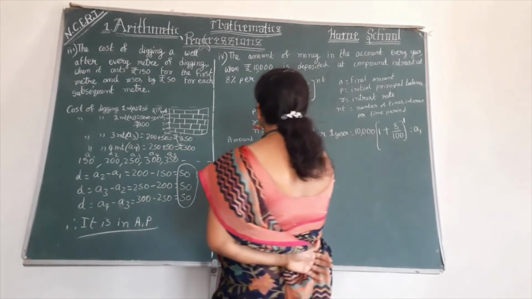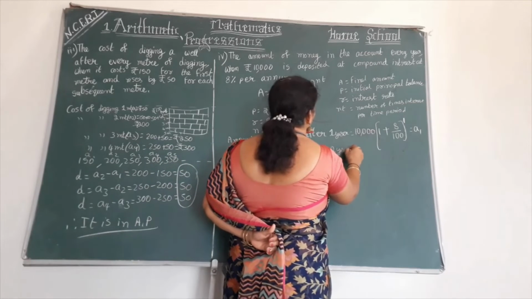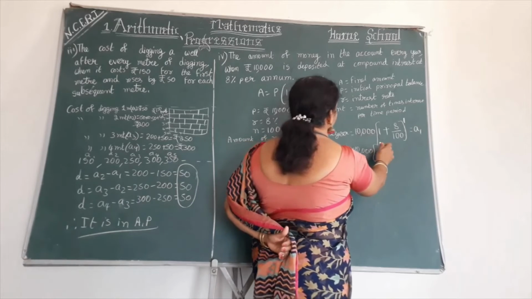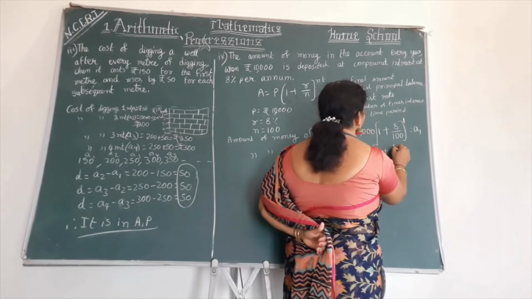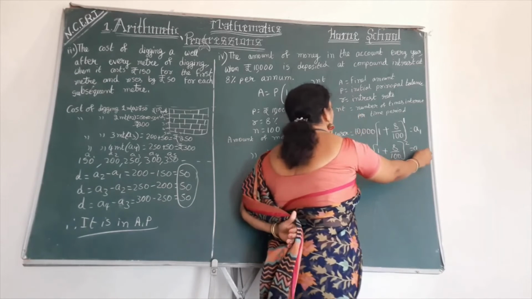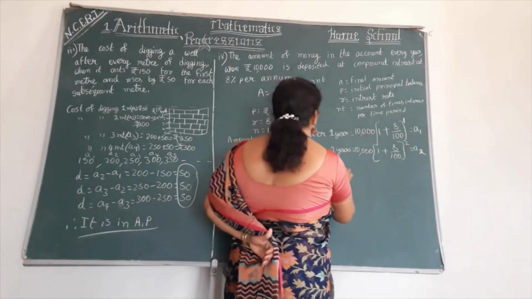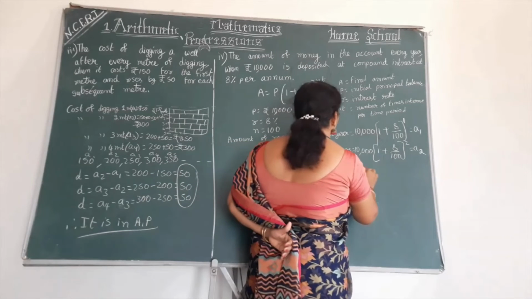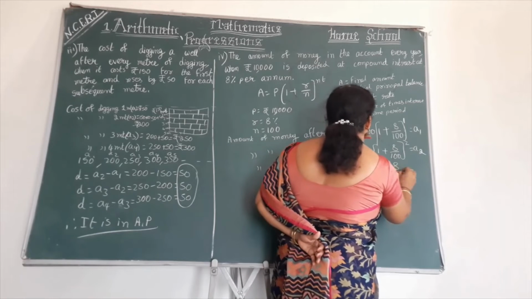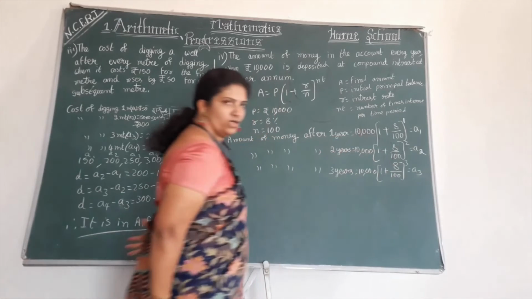Okay, children. Same manner, amount of money after 2 years. 10,000. Same formula you have to apply. What is the formula? Only changes, year will be changed. 8 by 100 whole square. That is A2. Same manner, continuous. 3 years. After 3 years, that will be 10,000 into 1 plus 8 by 100 whole power 3. That will be A3. Okay.